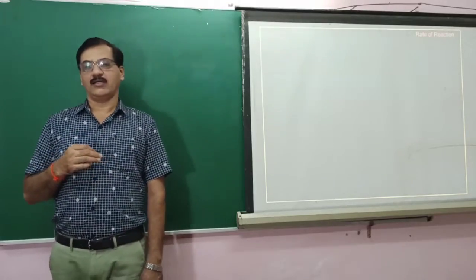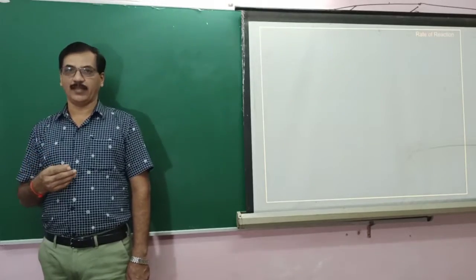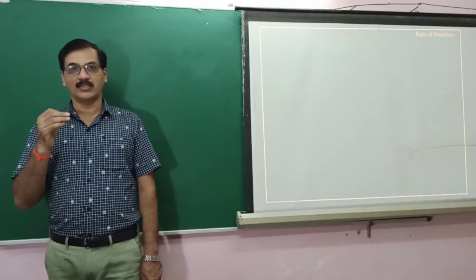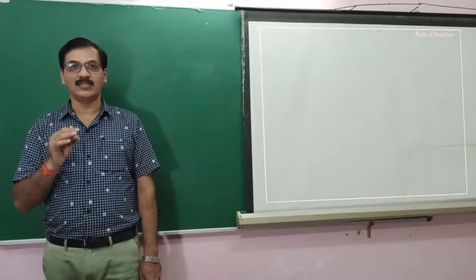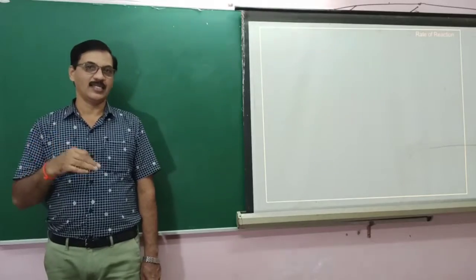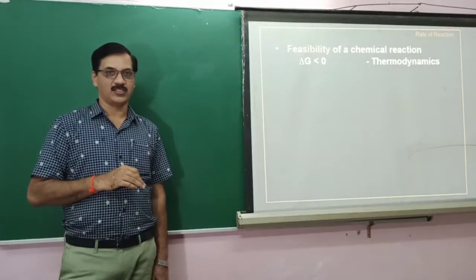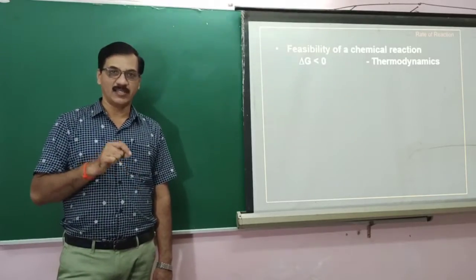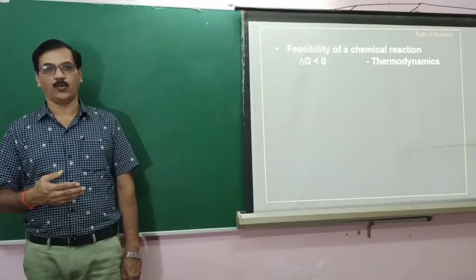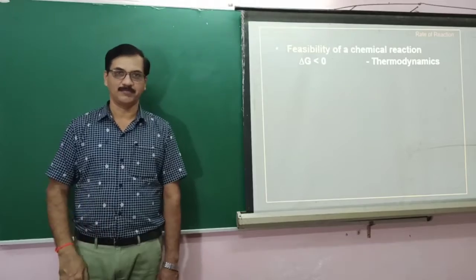Now, what is chemical kinetics? To see that, remember that if a process is occurring, then thermodynamics will tell whether the process is feasible or not. Thermodynamics will tell about the spontaneity of the process. If delta G is less than 0, that is, the Gibbs free energy change is negative, then the reaction proceeds or the process occurs.